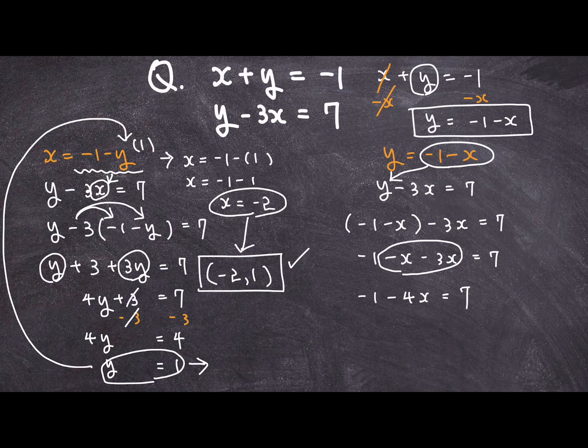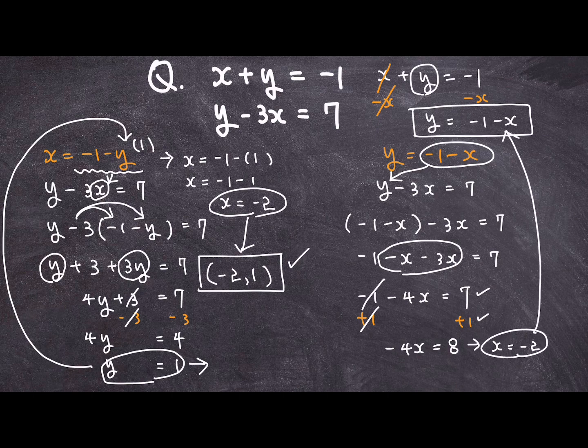In order to get rid of the -1 there, I'm going to add 1 to both sides of the equation, and that gives me -4x is equal to 7 plus 1, which is 8, which gives me x is equal to -2. If I substitute the value of x as -2 here, I get y is equal to -1 minus -2. So y is equal to -1 plus 2, which is equal to +1. Now x is equal to -2, y is equal to +1.